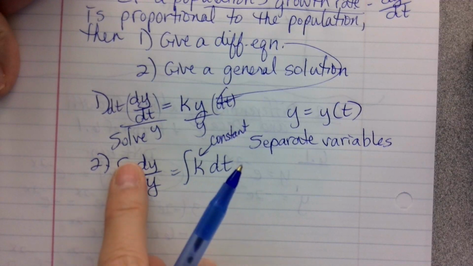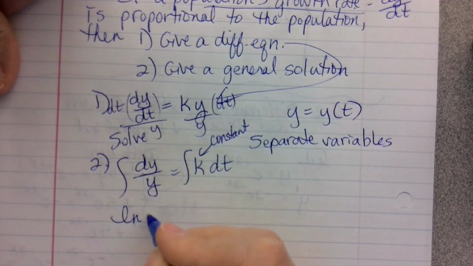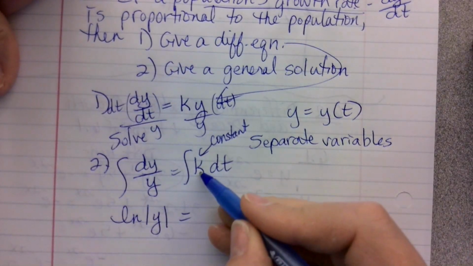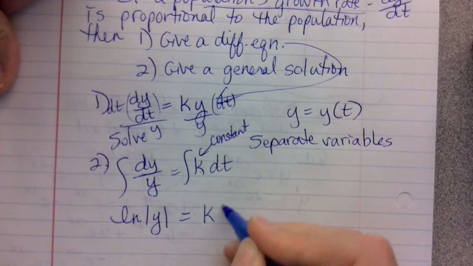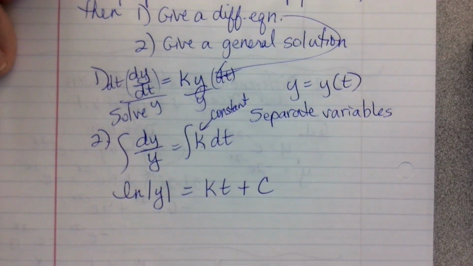So now we can integrate both sides. Anybody know what the integral of dy over y is? Which is ln absolute value of y. K is just that constant, kt plus some constant, right?